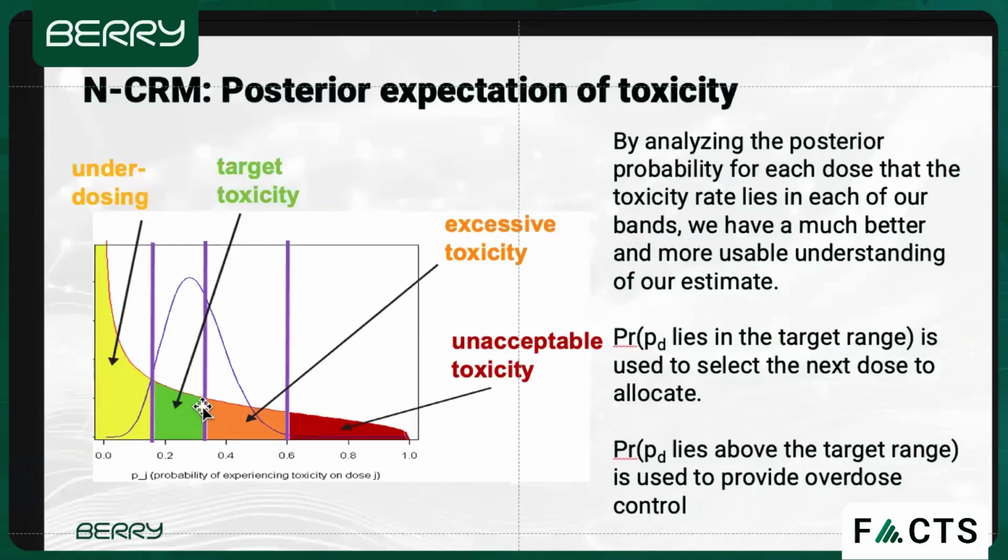This split of the above interval is simply to allow 2 different ways of specifying an overdose control constraint. One is to specify it on the whole interval, and the other is to specify it on just the unacceptable. But the next dose to allocate is selected by simply looking at which dose has the highest probability that its toxicity rate lies in the target toxicity. And then we have a constraint that the probability mass above the target toxicity mustn't exceed some value.